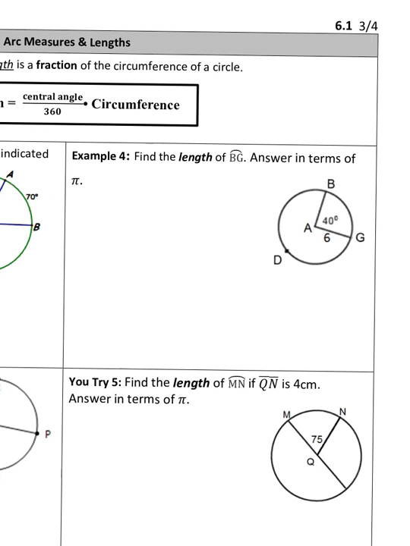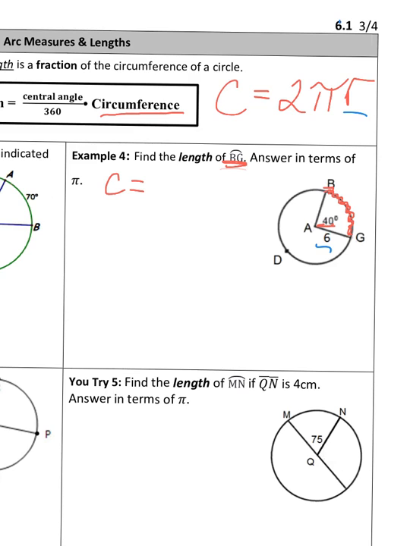For this problem, what I'm looking for is the length of BG. So arc BG, how far is it from point B to point G? Obviously, this 40 degrees is going to be important. The other thing I'm going to need to know is the circumference. So let's worry about getting that first. First I need a formula for circumference. Circumference is 2 pi r, r being the radius. It looks like I have the radius down here is 6.